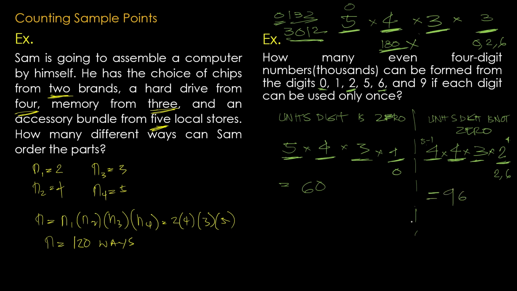Now, you are to add those two because those are mutually exclusive. Meaning, 312 and 6,102 cannot happen simultaneously. Meaning, they are mutually exclusive. Okay? So, you are to add those.